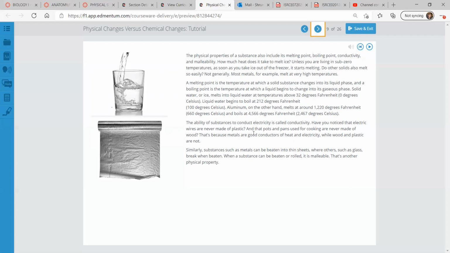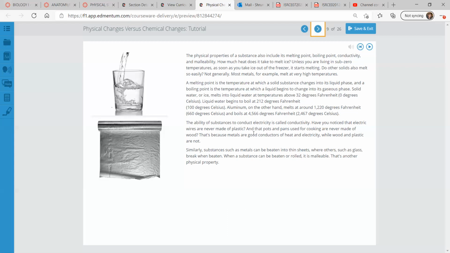And the ability of a substance to conduct electricity is called conductivity. So you may have noticed that electric wires are never made of plastic, and pots and pans used for cooking are never made of wood. That's because metals are good conductors of heat and electricity, while wood and plastic are not.